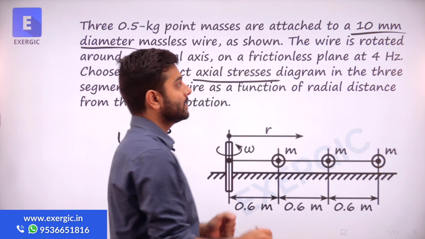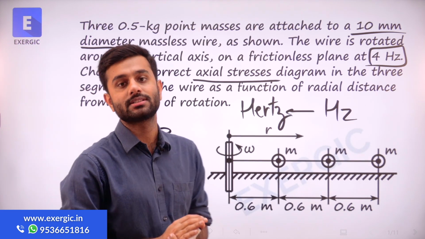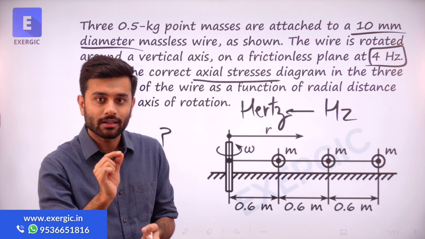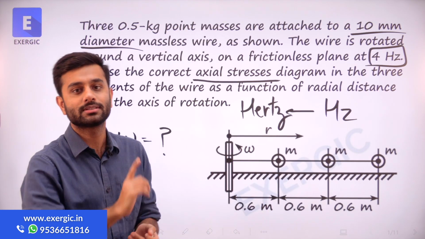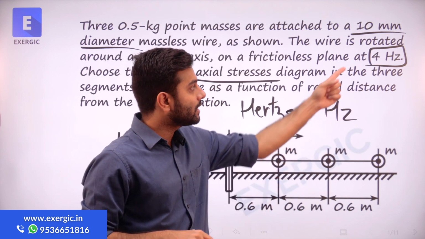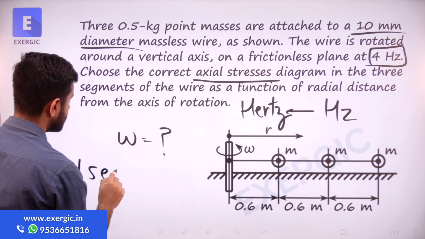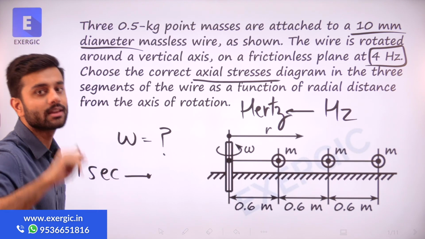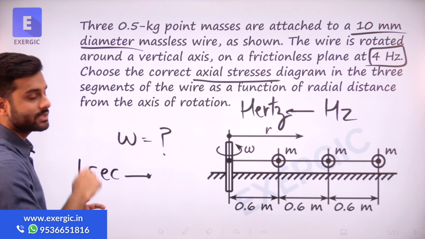The question has given you frequency in hertz, a common unit of frequency which tells you the occurrence per second. Per second, how many times is something occurring? Is some waveform repeating or some process repeating? That is given by hertz. So if the frequency of rotation is 4 hertz, it means in 1 second this wire is making 4 full circles. 4 times it is rotating in 1 second.